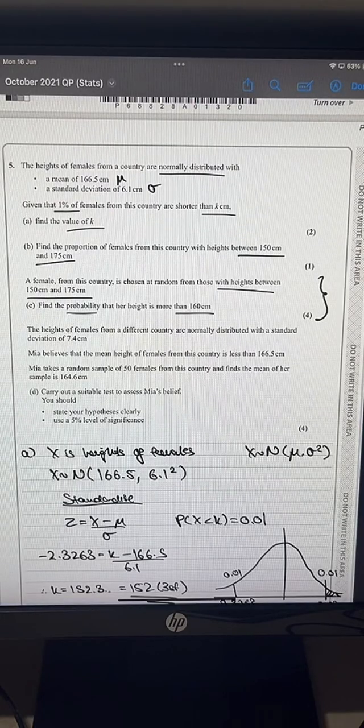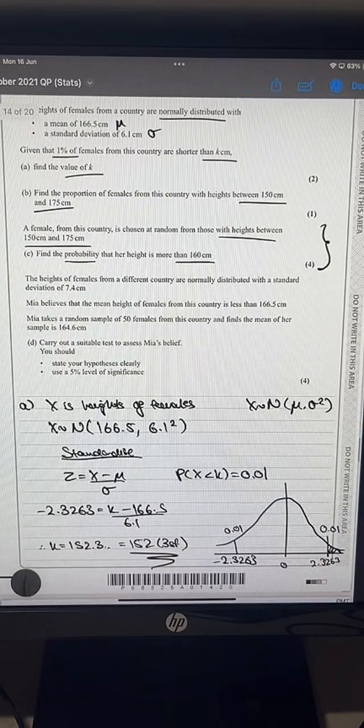So, last part of this question, and then one more question after this. This is the 4 marks hypothesis testing. I love hypothesis testing with normal distributions because it's not too bad. Well, I don't love it. I mean, I don't mind it.